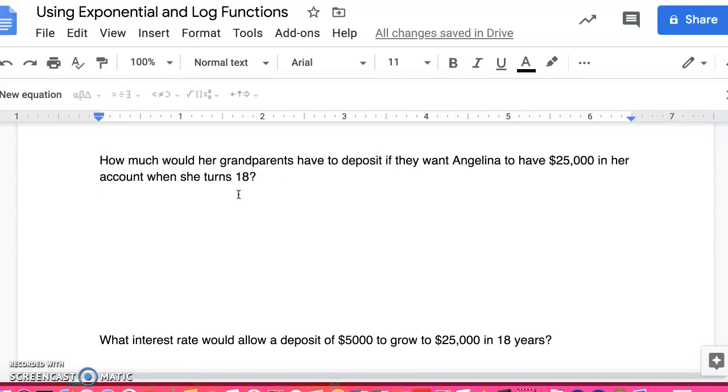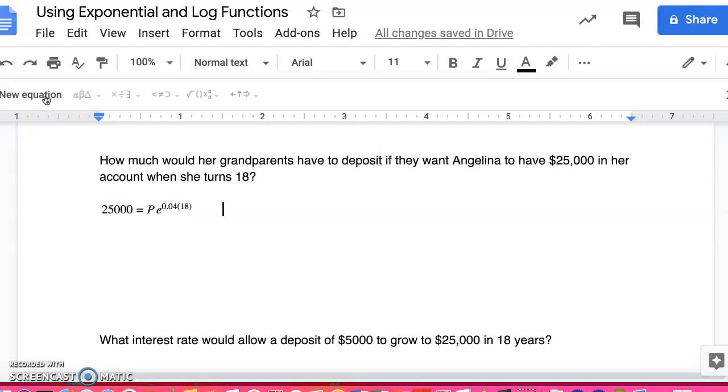All right, how much would her grandparents have to deposit if they want Angelina to have $25,000 in her account when she turns 18? Okay, so this kind of problem is asking how much should they set it up for Angelina to have that amount of money. So we're still doing A equals Pe^(rt). A this time is 25,000. Principal is what we want to know this time. We want to know how much money should we put in the account to make this happen. So P is our variable. We're still talking about that 4% account, and we're still talking about 18 years.